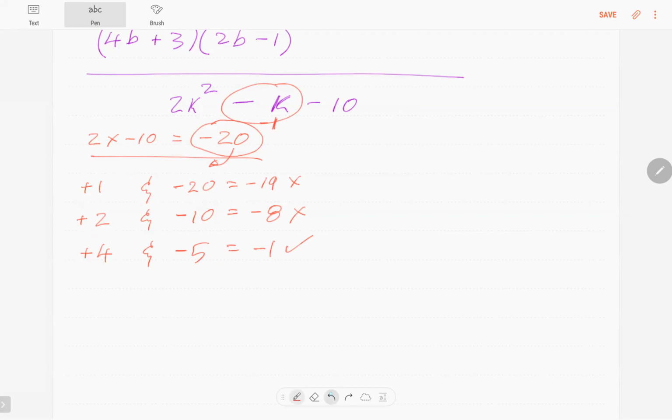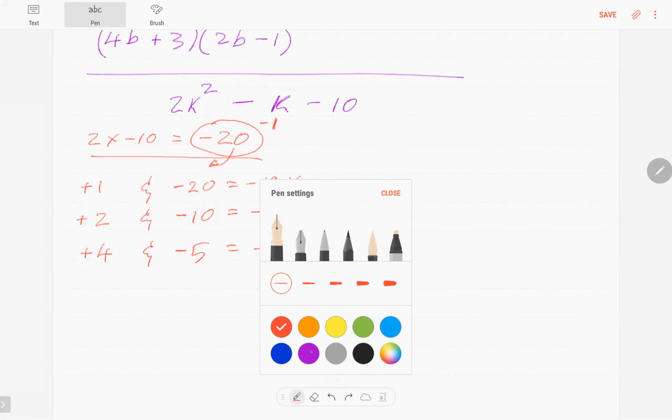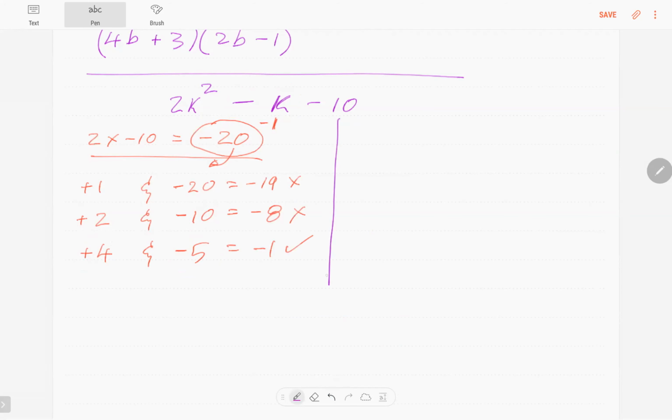So what's going to happen? You bring this on, so it becomes 2k squared plus 4k minus 5k minus 10. The middle term is equal to negative k, so we know that is good.